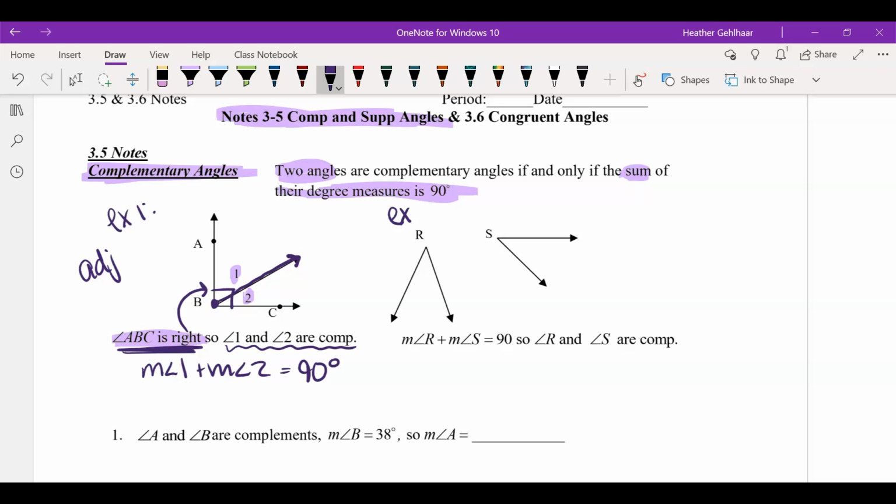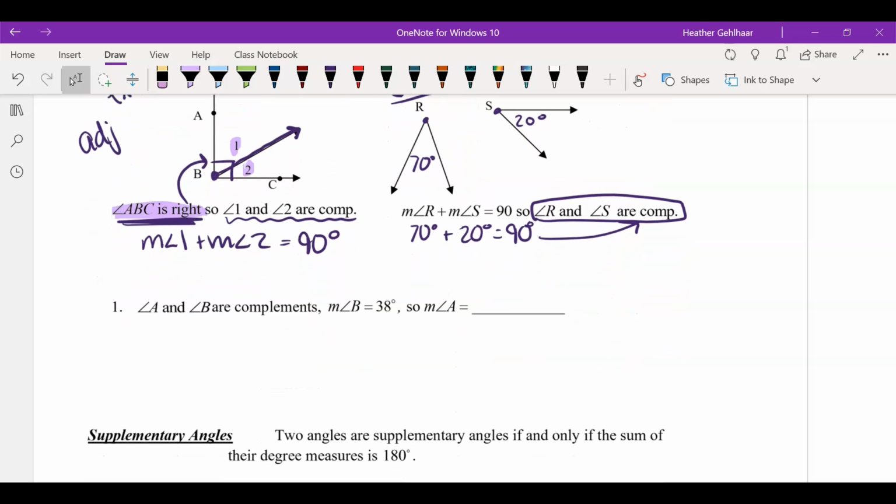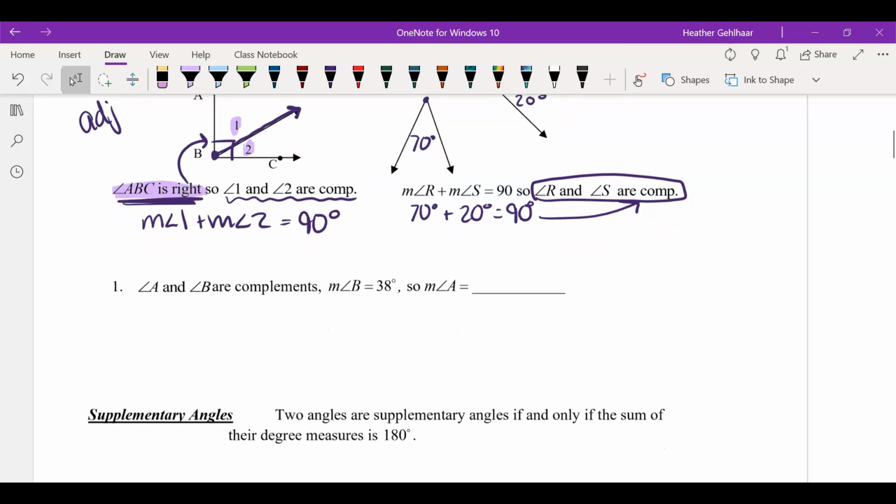The next example, example 2. These are not adjacent. As you can see, they have separate vertices and they do not share a common side. But we can have examples like this where you have two angles that aren't adjacent. However, when you look at their degrees, let's say we have 70 degrees and 20 degrees, when you add them, the measure of angle R is 70 degrees plus the measure of angle S, which is 20 degrees, that will equal 90 degrees. So then we know that they are complementary angles. Again, they do not have to be touching, we just have to be able to add them and have them equal 90.